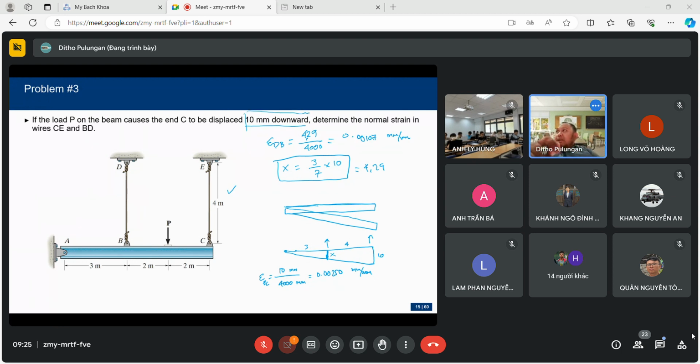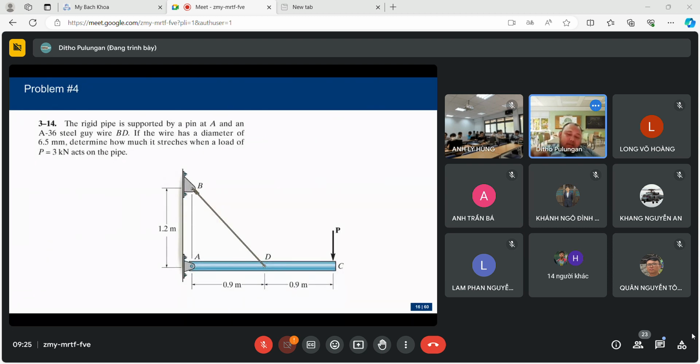For example, let's see the next question. Do you think you can solve this? Can you do the same approach as before? Determine how much it stretches. So it asks you what is the strain here. Can you solve it? No. In this case, you cannot solve.